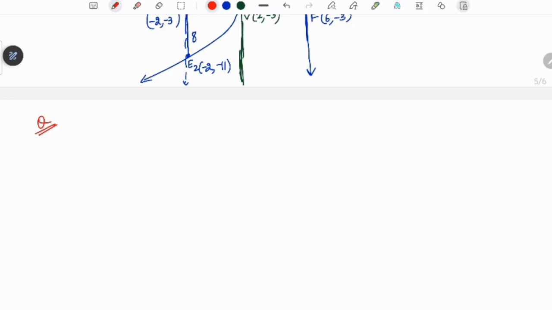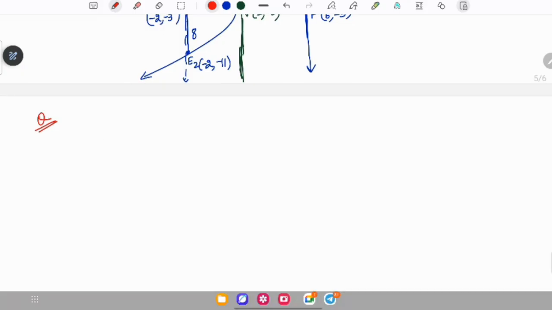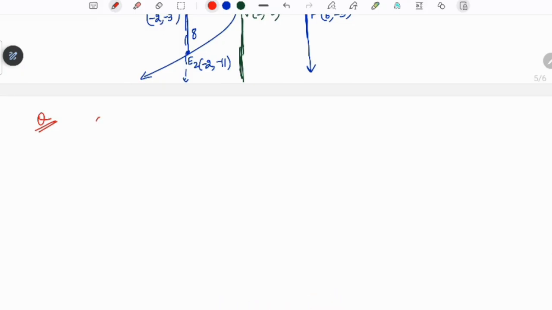Okay. I'm changing the question now. Let's see whether we can do it or not. This is (x minus 3) whole square is equal to 12 into (y plus 2). Okay. I have changed this question a lot. Let's see whether we can attempt it or not.